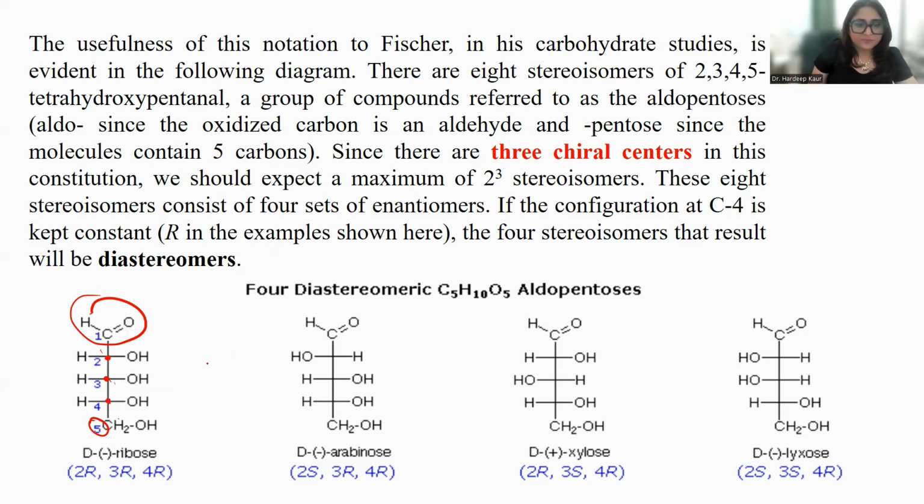So how many stereoisomers will there be? There is a formula: 2 raised to the power n. How many chiral centers? 3. So 2 raised to the power 3, 2 into 2 into 2, means 8. These 8 isomers consist of 4 sets of enantiomers. And if the configuration at C4 is kept constant, the 4 stereoisomers will all be diastereomers.